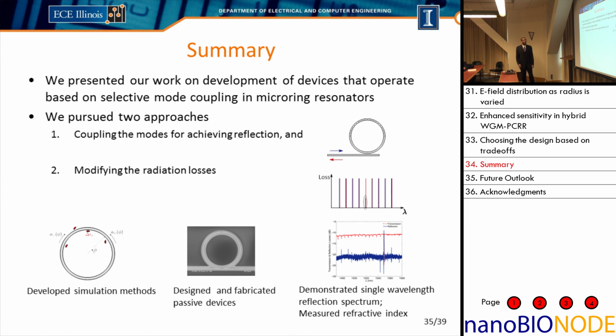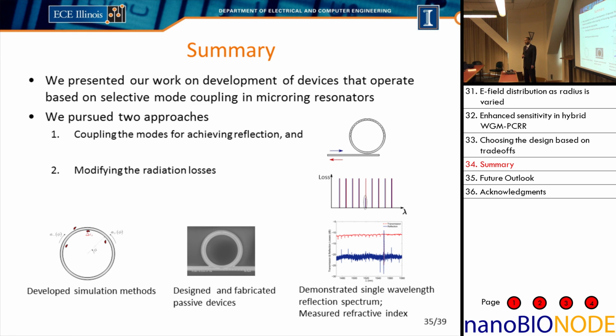We pursued two types of approach. One is to couple the modes for achieving reflection. So first order grating gives us nice reflection. Two, a second order grating modifies the radiation losses and allows us to generate a single wavelength laser. We developed simulation models, the cylindrical coupled mode theory. We designed and fabricated passive devices, and we demonstrated single wavelength operation.